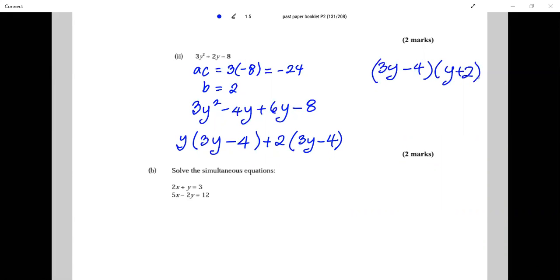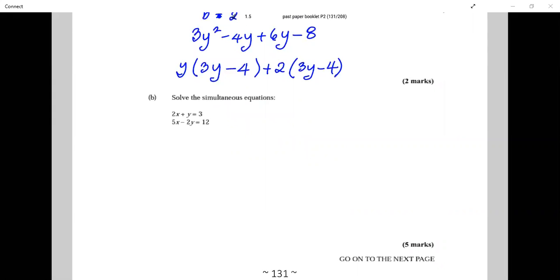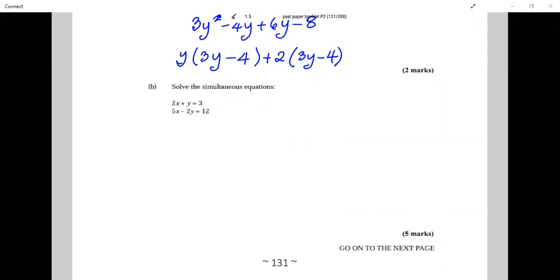All right. The B part of the question now is asking us to solve the simultaneous equations. Now I'm going to use the method of elimination. It is possible to eliminate either x or y, but what I'm going to do now is eliminate y. To eliminate y, the number in front of y must be the same in both equations. Right now they are different. To get them to be the same, I'm going to multiply equation 1 by the number in front of y in equation 2. So I'm going to multiply equation 1 by 2.